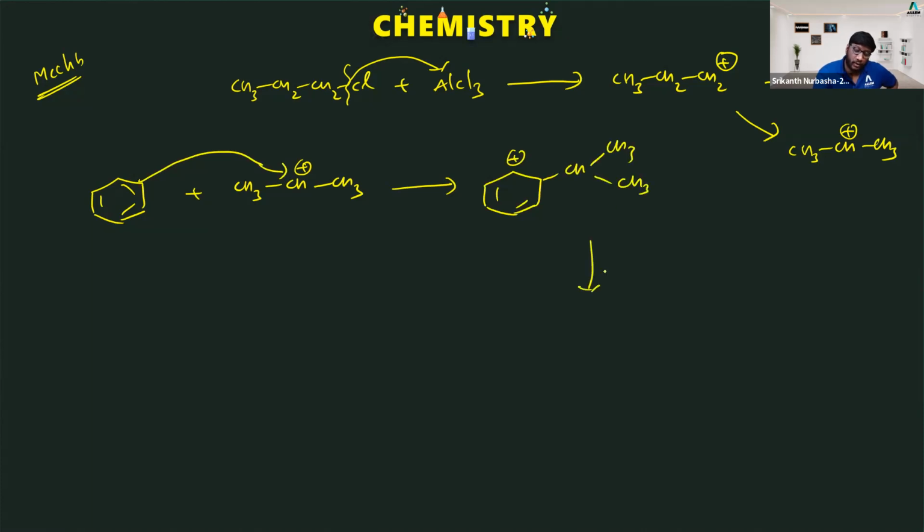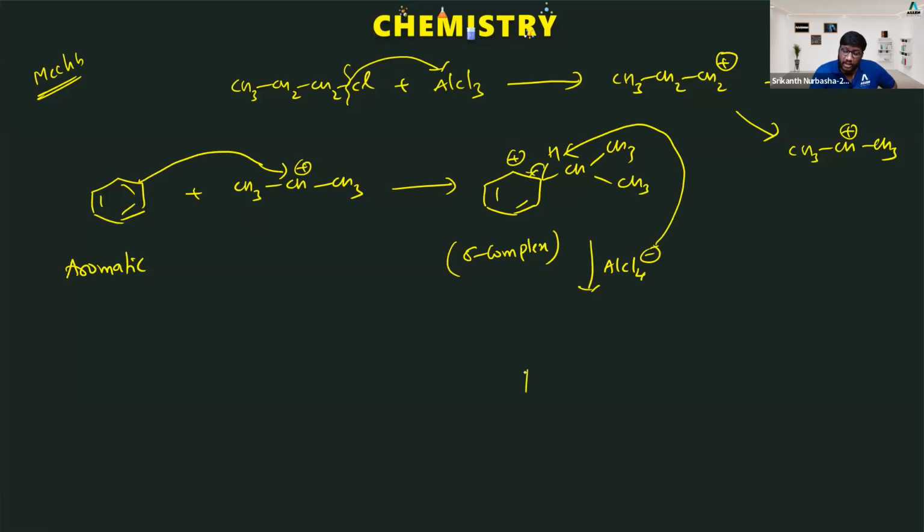Now we have AlCl4 minus in the reaction mixture. This is nothing but sigma complex or Wheland complex. Initially we have aromatic nature for benzene, but as soon as this complex is formed, it is stabilized just by resonance but no aromaticity. To regain the aromaticity, AlCl4 minus, which is present in the reaction mixture, picks up the proton, CH electron density comes in to form the respective compound like this, isopropyl benzene, and HCl plus AlCl3 is released back.